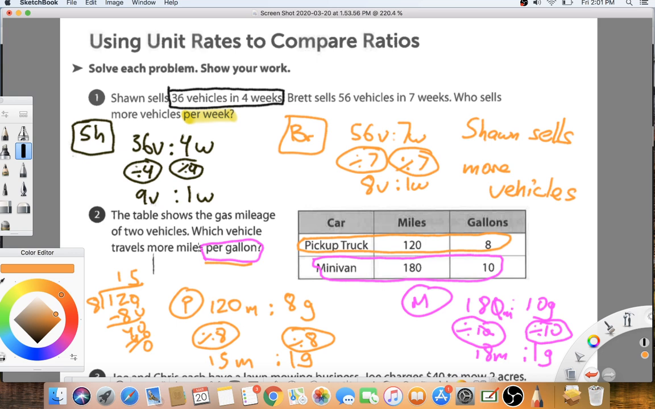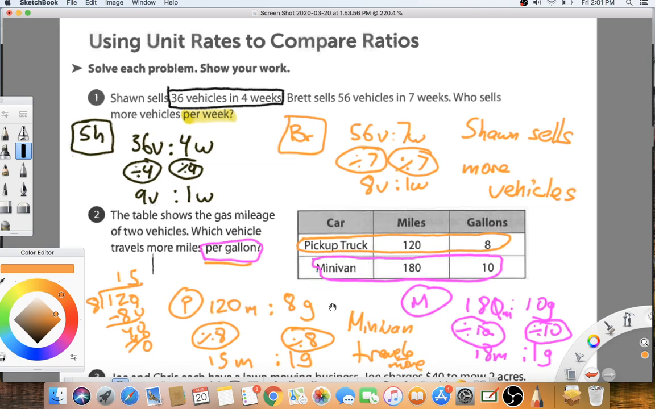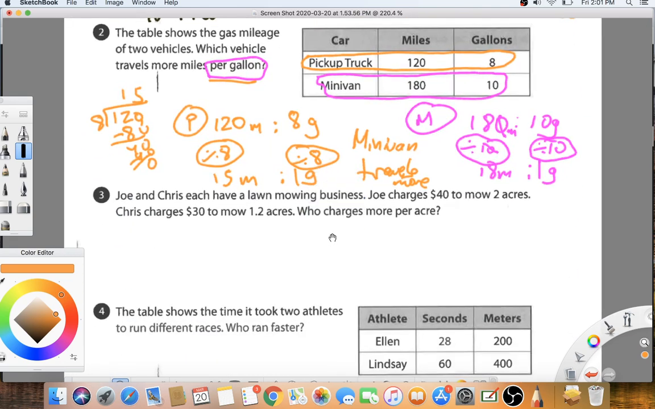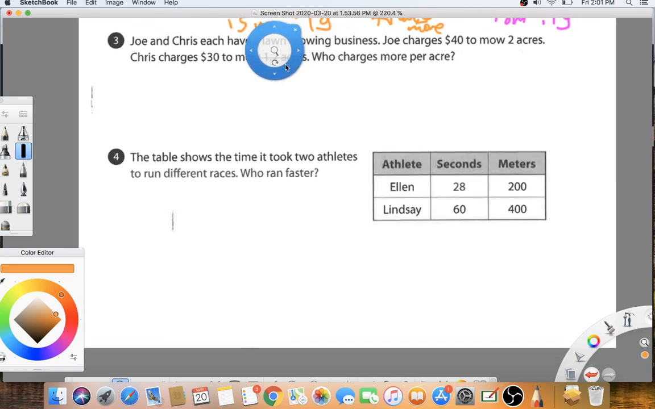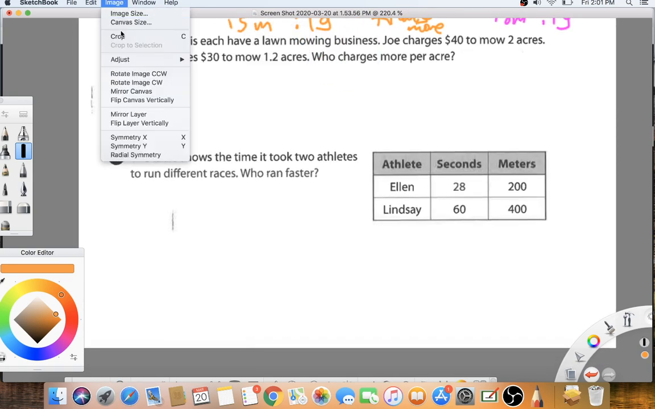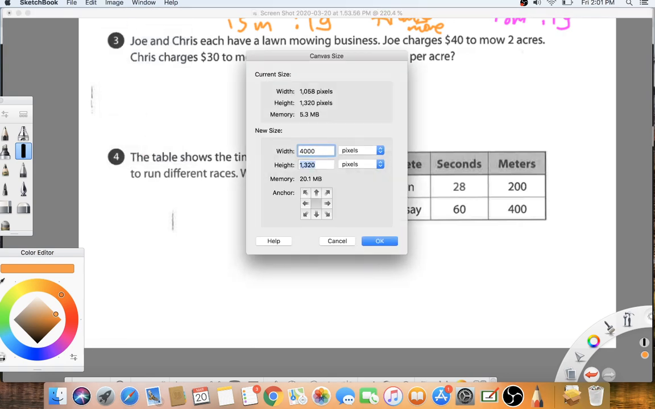But the question asks us which vehicle travels more miles per gallon. The minivan travels more per gallon. I'm running out of space. So let's look at the next one. Number 3. I want to get some more. Let's see. Canvas size.